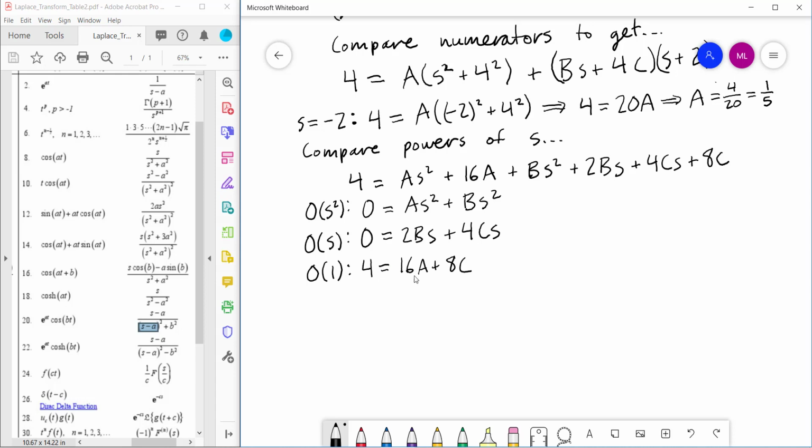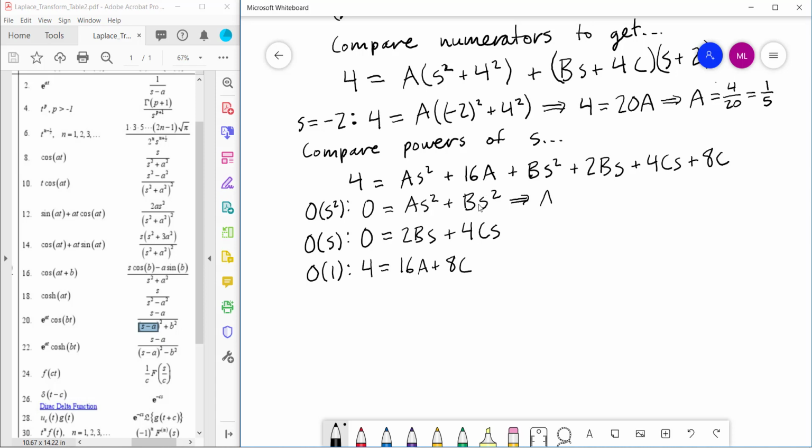I can use this equation real quickly if we wanted to solve for what c is, and then I could use this equation real quickly to solve for what b is. So let's do those real quickly. This one tells me that if a s squared plus b s squared always has to be equal to 0, then a and b have to be opposites. This term has to cancel out this term to give me 0.